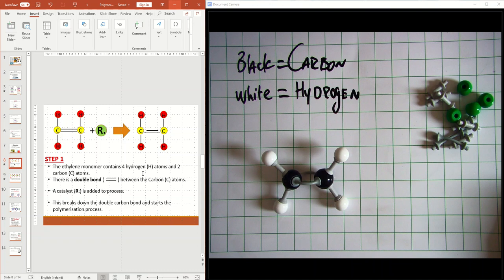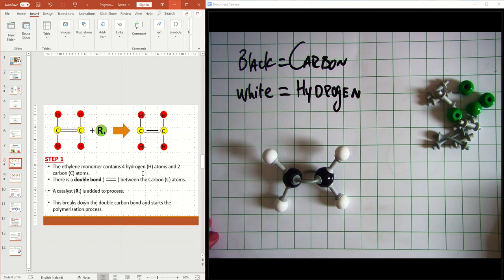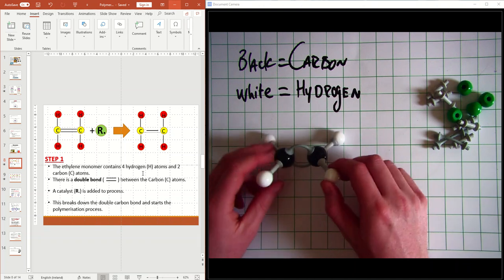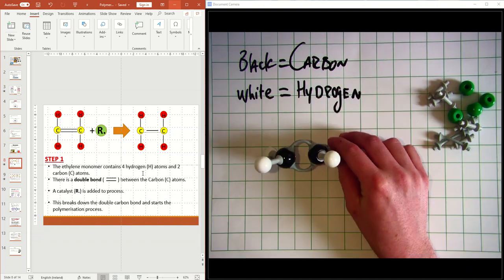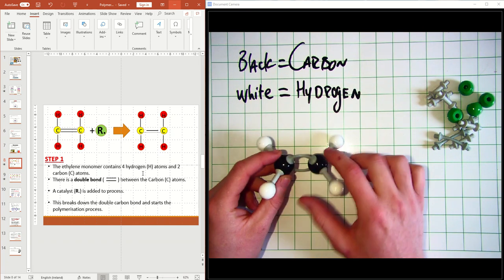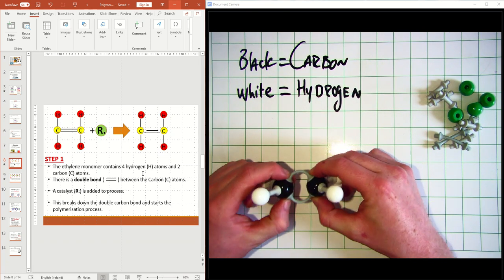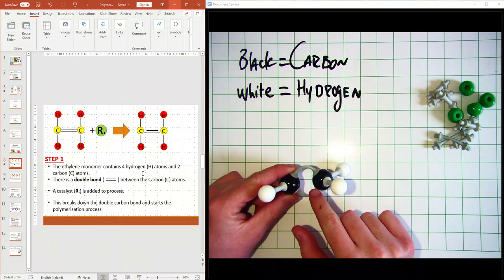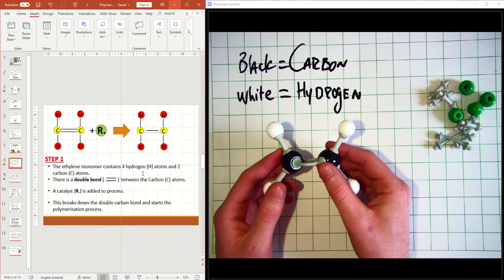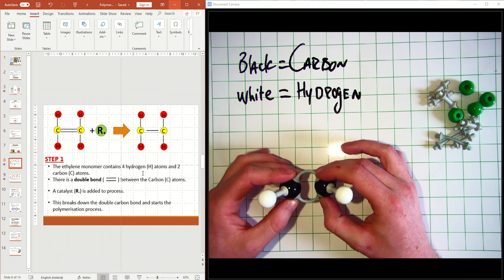Now, the process, what actually happens here. The ethylene monomer contains 4 hydrogen atoms and 2 carbon atoms. There is a double bond between the carbon atoms. If I turn this way, we see the 2 carbon atoms, and in between the 2 black atoms I have a double bond. This is my double bond here. Between the carbon and the hydrogen atoms, there's only a single bond present.